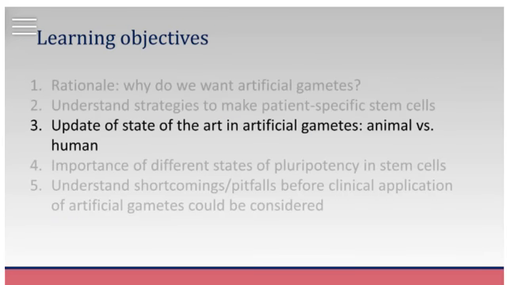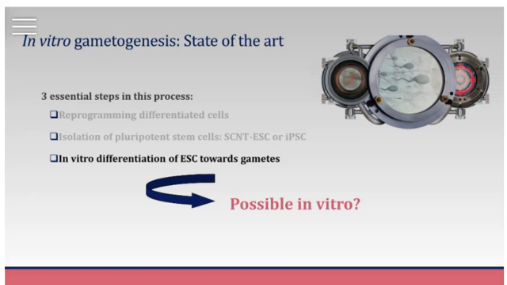So for the final step, the in vitro differentiation, the most difficult step. The first steps work. Both in mouse and human, we can make embryonic stem cells from cloned embryos, or we can make iPS cells. Now, the third step, also an important step, of course, we have to differentiate the stem cells towards oocytes or sperm.